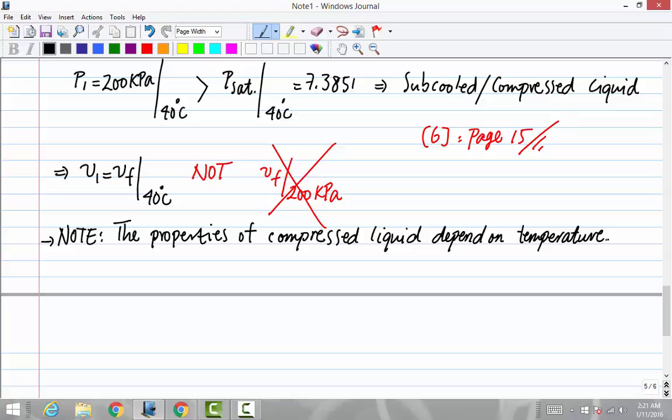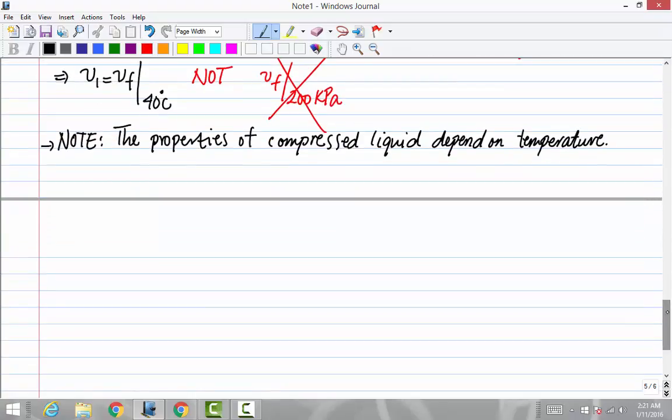It's a little bit complicated. It's about intermolecular forces and interactions. I don't want to go through that. I'm just telling you that whenever you deal with a compressed liquid, please keep in mind that all the properties should be based on temperature, not the pressure. Forget about the pressure. Pressure is there only to help us decide whether or not the liquid is compressed. But then when we go to find the properties, we need to pick the temperature.